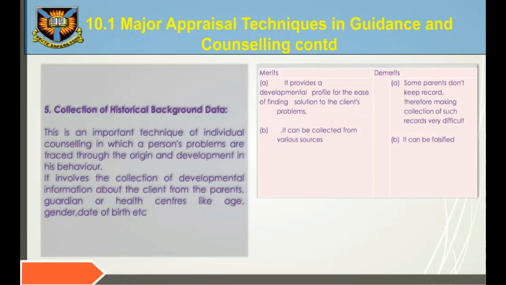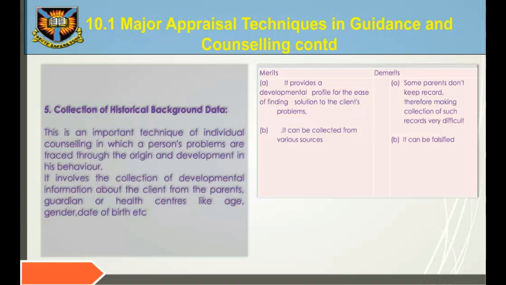5. Collection of historical background data. This is an important technique of individual counseling in which a person's problems are traced through the origin and development in his behavior. It involves the collection of developmental information about a client from the parents, guardian, or health centers like age, gender, date of birth, and so on.